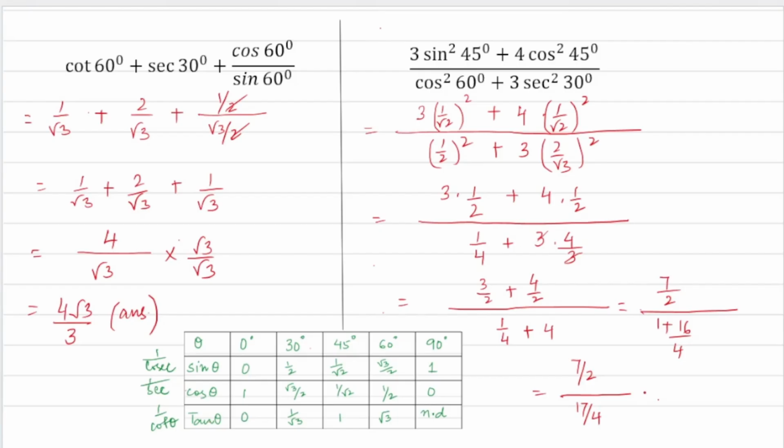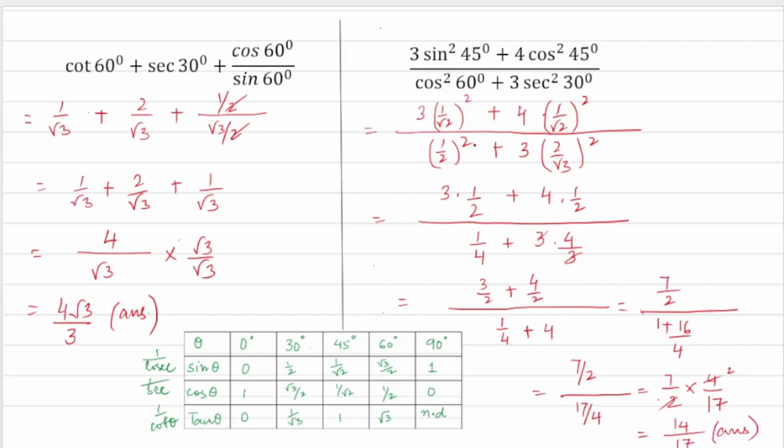So 17 fourths. Now we know how to divide the fractions, keep change flip. So 7 halves multiplied by the reciprocal of this one, so it's 4 over 17. So now 2 and 4 can cancel out each other. So I'm left with 7 times 2 is 14 and my denominator is 17. So my answer of this expression is 14 over 17.